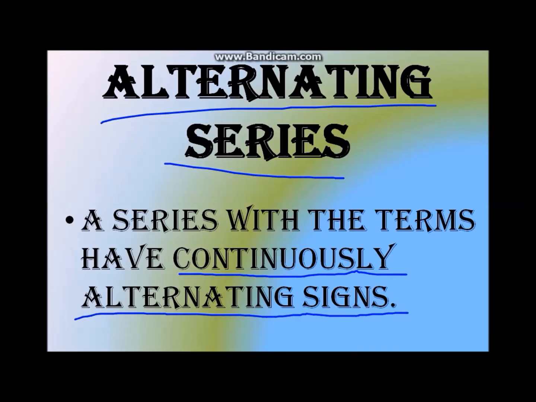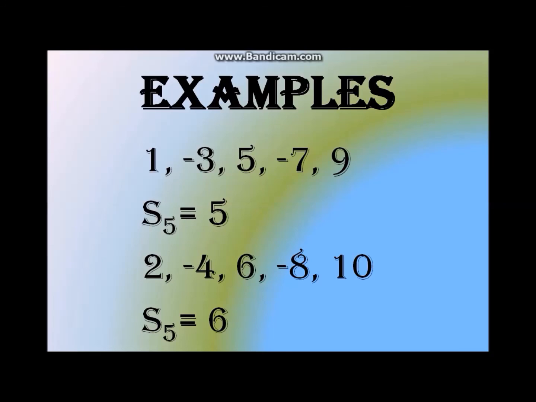So the sequence will mostly start as positive, then it will come to negative, or it will start as negative and it will become positive, and so on and so forth. So here we have our examples. I didn't add the formula because I think it is easier to just combine each term with each other rather than finding the formula, which is very complex.